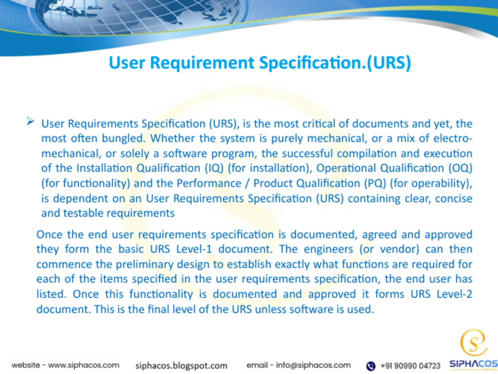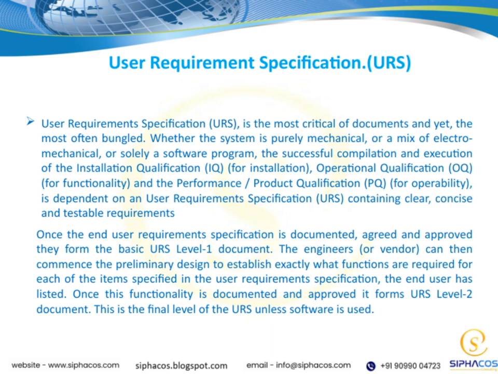The goal here is to determine exactly what functions are needed for each item listed in the user requirements. Once these functionalities are clearly defined and approved, they form what's known as the URS Level 2 document. Think of this as the next detailed step, refining the initial requirements into a more specific set of functions. It's important to note that this is the final level of the URS, unless software is involved, which can sometimes require additional specifications.